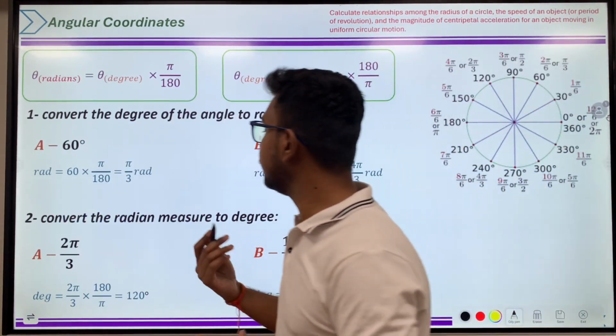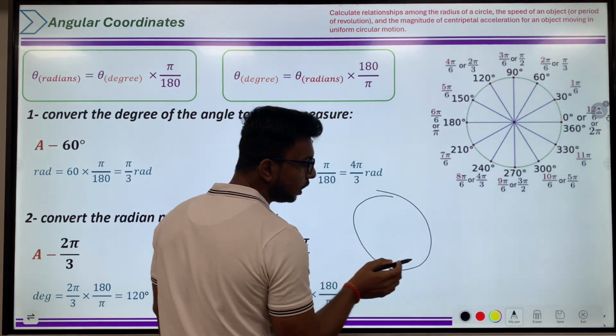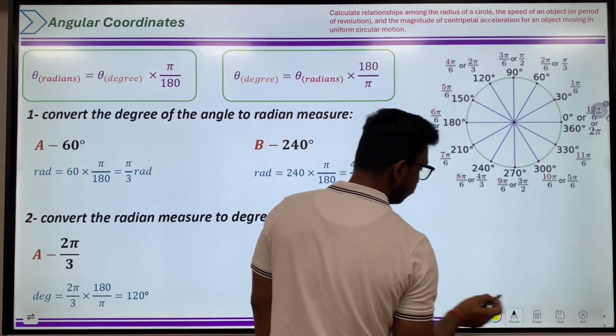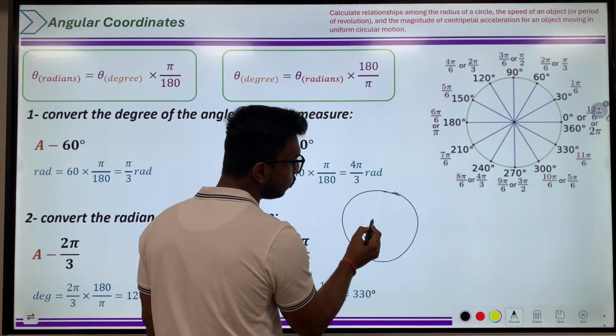Okay, next is the degrees and the radian measurement. What do we call basically as 1 radian? When we use the term 1 radian, what do we mean?